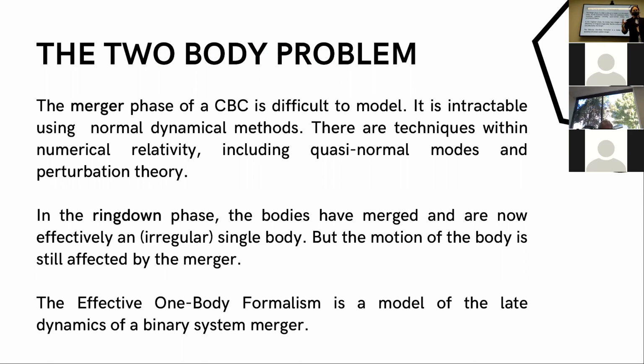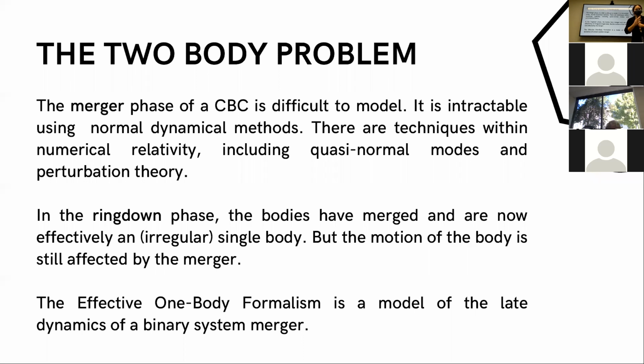There are three phases of a compact binary coalescence. There's the initial inspiral phase, the merger phase, and the ringdown phase. The merger phase, I'm going to talk about the two last ones first. The merger phase is difficult to model. Notoriously difficult to model. It's intractable using normal dynamical methods. There are techniques for modeling the merger phase, as is well known, including quasi-normal modes, perturbation theory, and in general methods of numerical relativity.